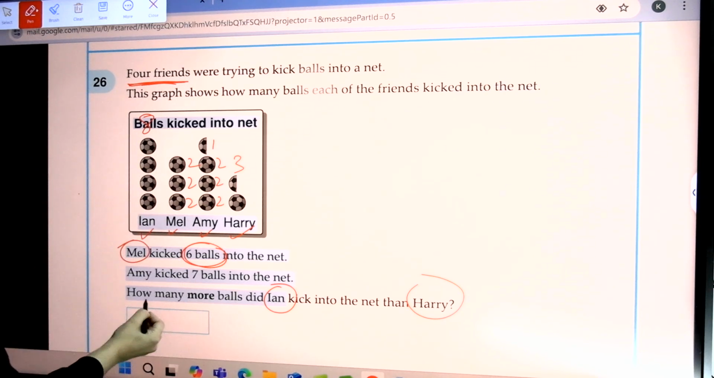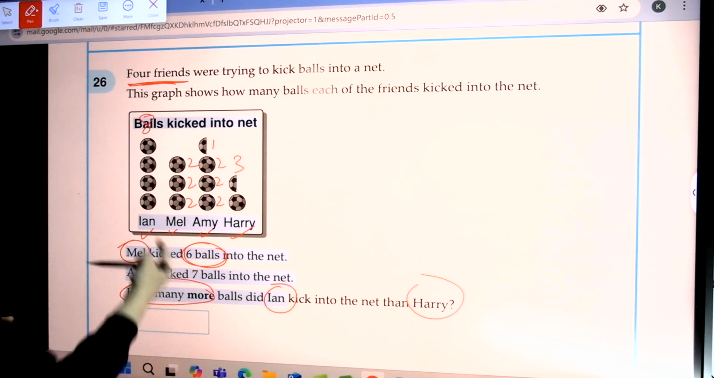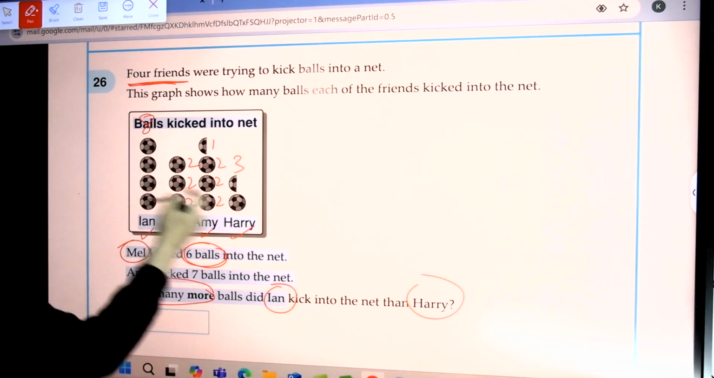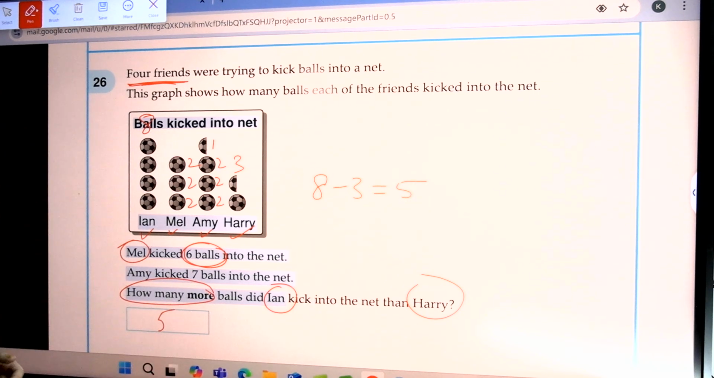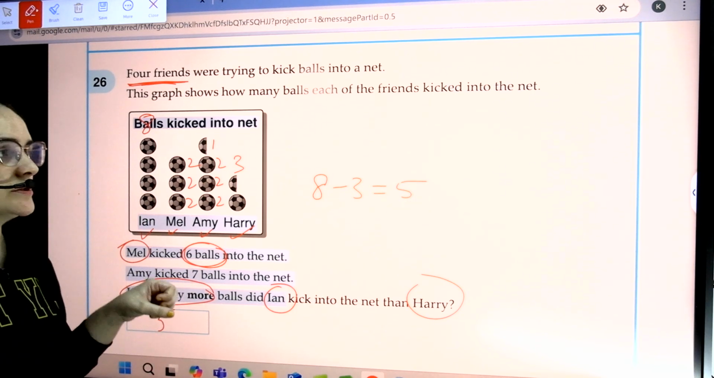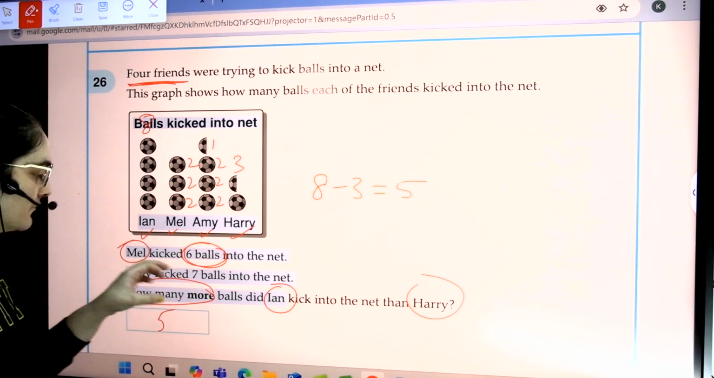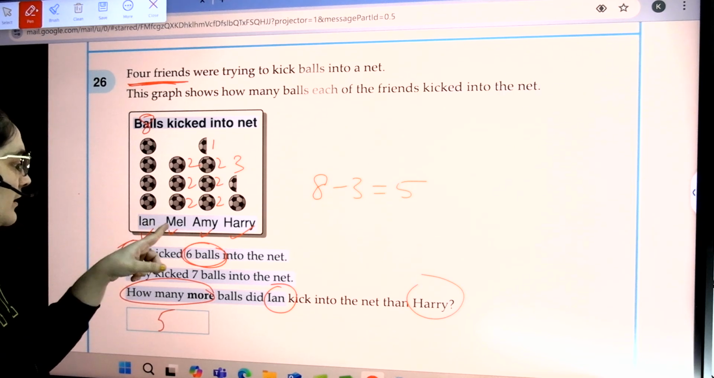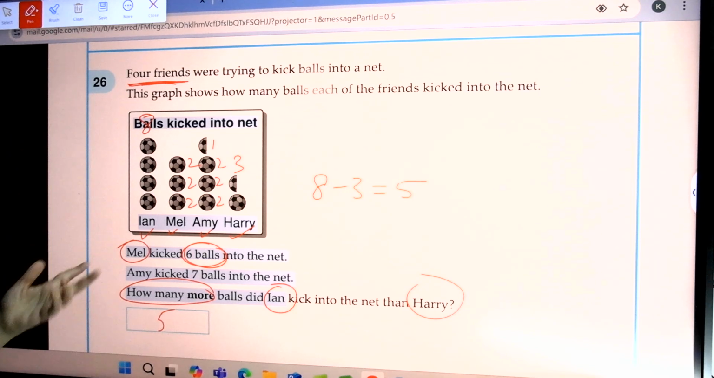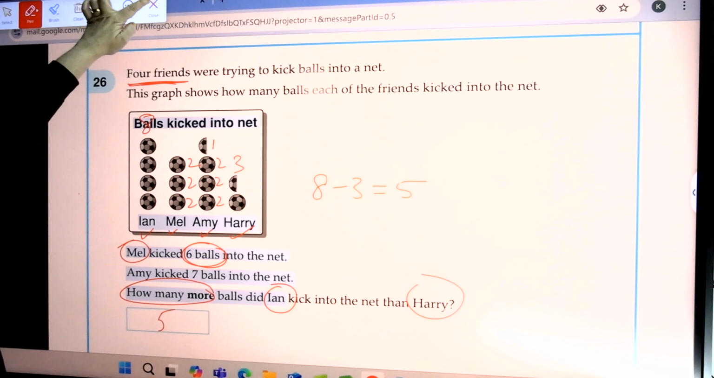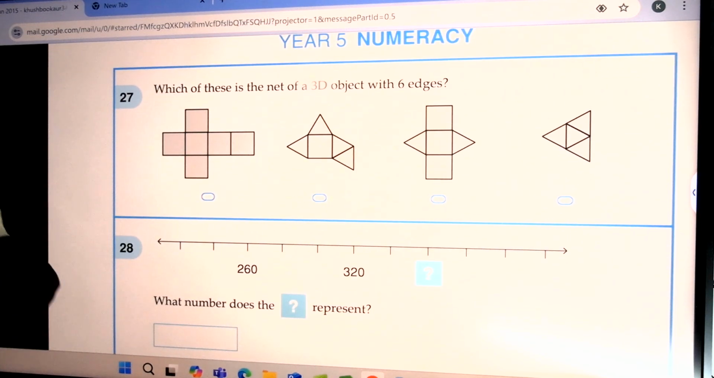So they said how many more, that means the difference. How many more balls were kicked by Ian than Harry. So that's 8 minus 3, which is 5. Okay, the difference. So always for these type of questions in pictograph, you must check the scale. They will surely give you some information like they gave in this one. Mel kicked 6. So each picture should be 2 and so on. Okay, I hope this question is clear. Let's move on to question 27.